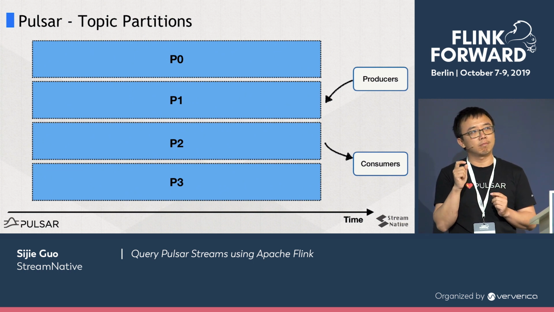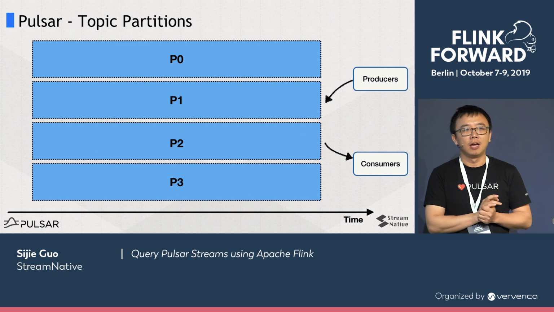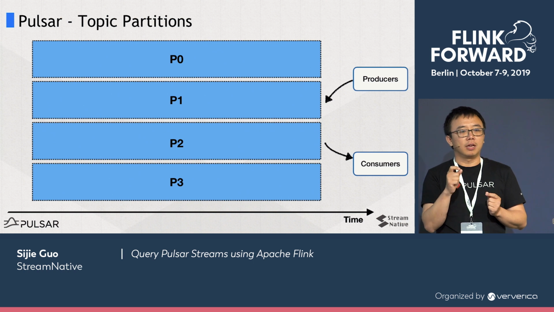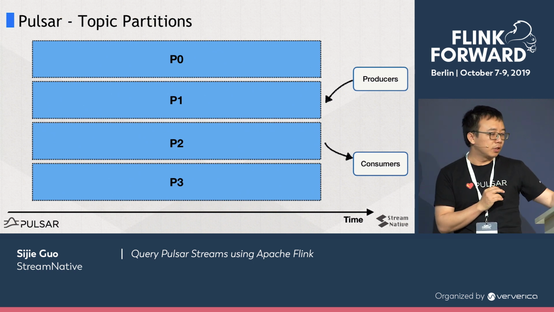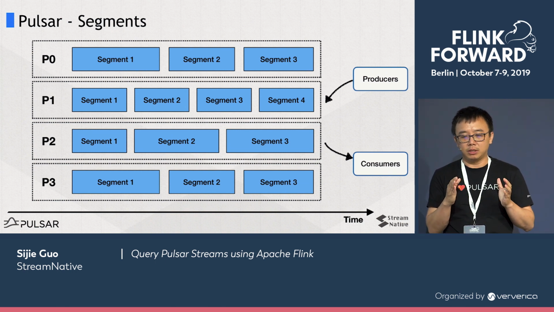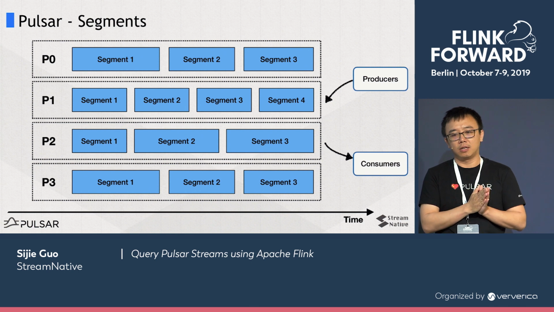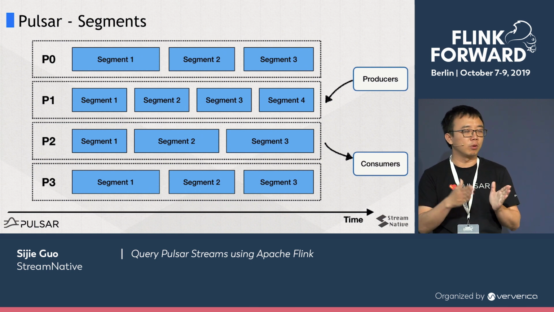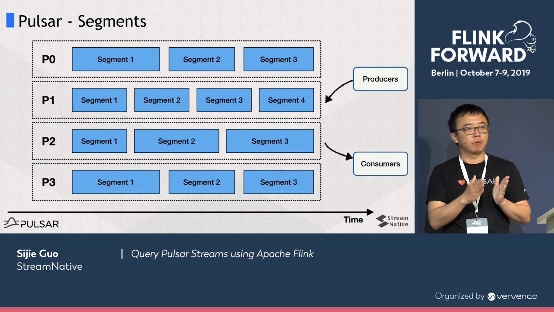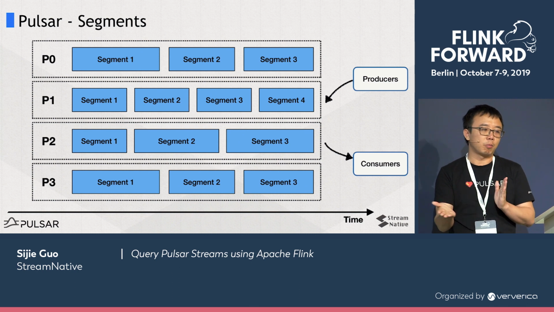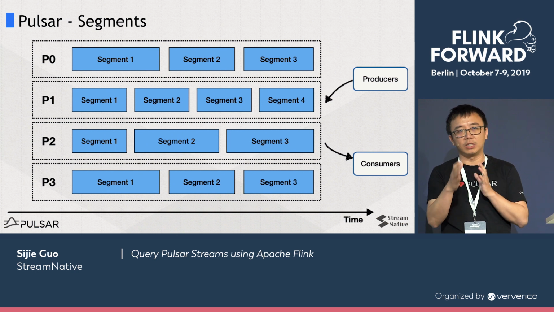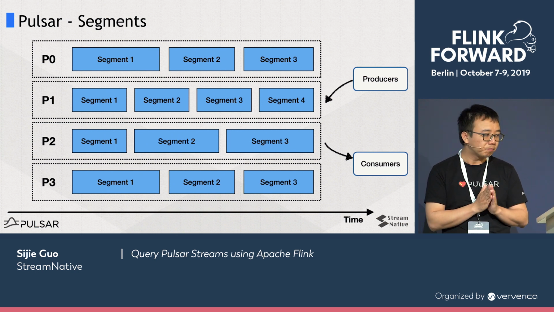A partition is a logical entity. It is not tied to any storage node. Physically, a partition is divided into multiple segments, and a segment represents a sealed append-only log. Then the segment can be stored in, for example, BookKeeper or S3 as a blob. So this is how the data is presented in Pulsar.